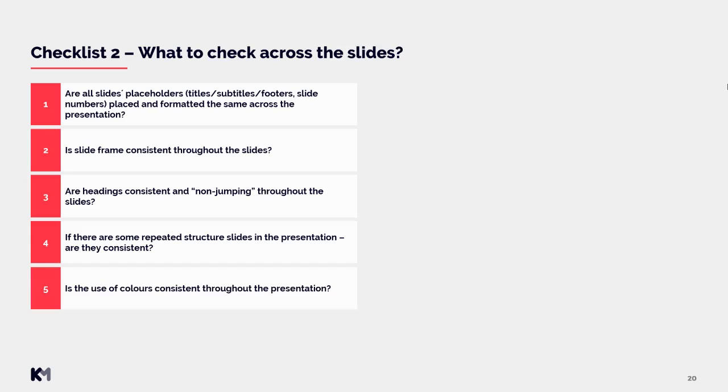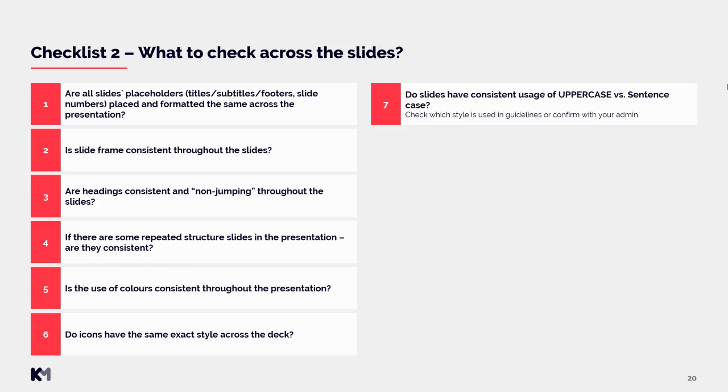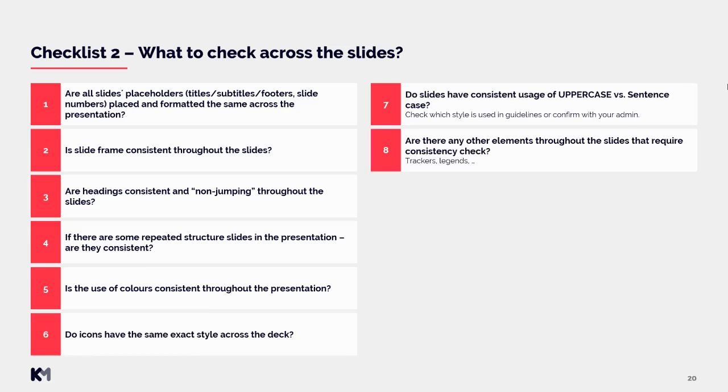5. Is the use of colors consistent throughout the presentation? 6. Do icons have the exact same style across the whole deck? 7. Do slides have consistent usage of uppercase versus sentence case? Check which style is used in the guidelines or confirm with your admin. 8. Are there any other elements throughout the slides that require a consistency check? This might be trackers, legends, or other elements.